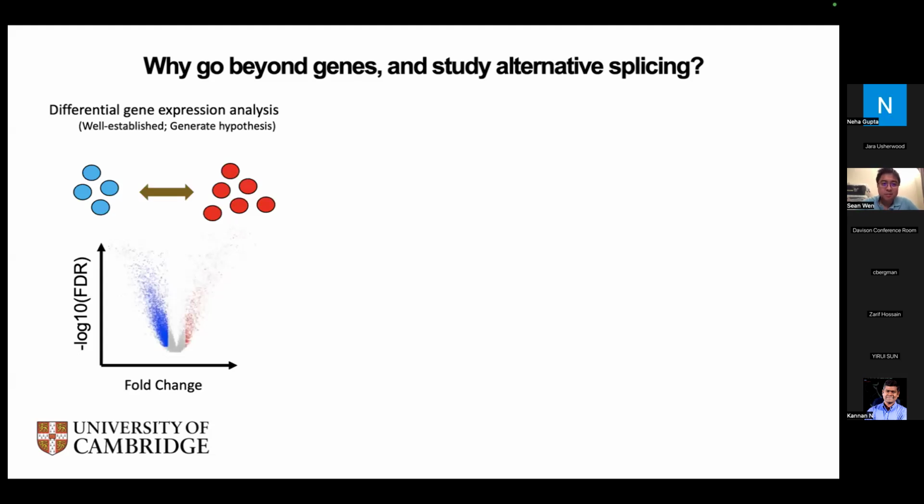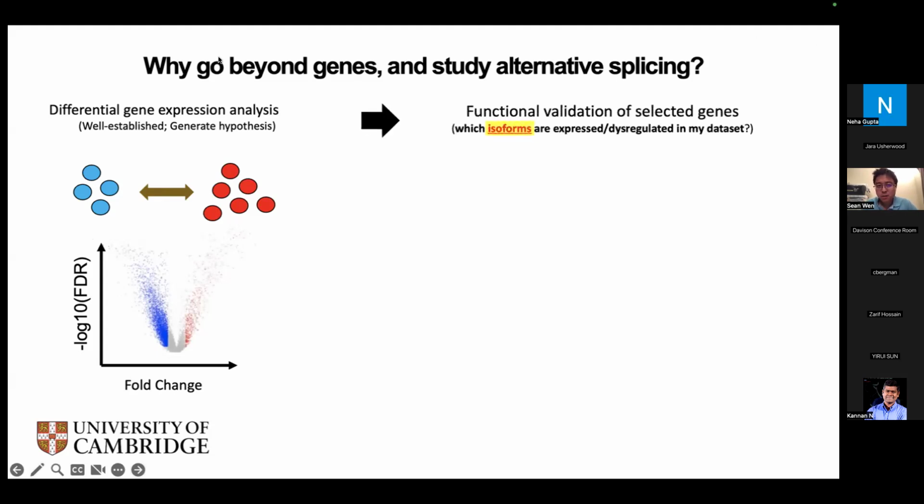And so another reason why we should go beyond genes and study alternative splicing is because we always begin our analysis with gene expression, such as differential gene expression analysis. On this plot, you recognize the famous volcano plot that you would do when you perform differential gene expression analysis. Typically, this is a comparison between two groups. You find genes that are upregulated and you find genes that are downregulated in blue.